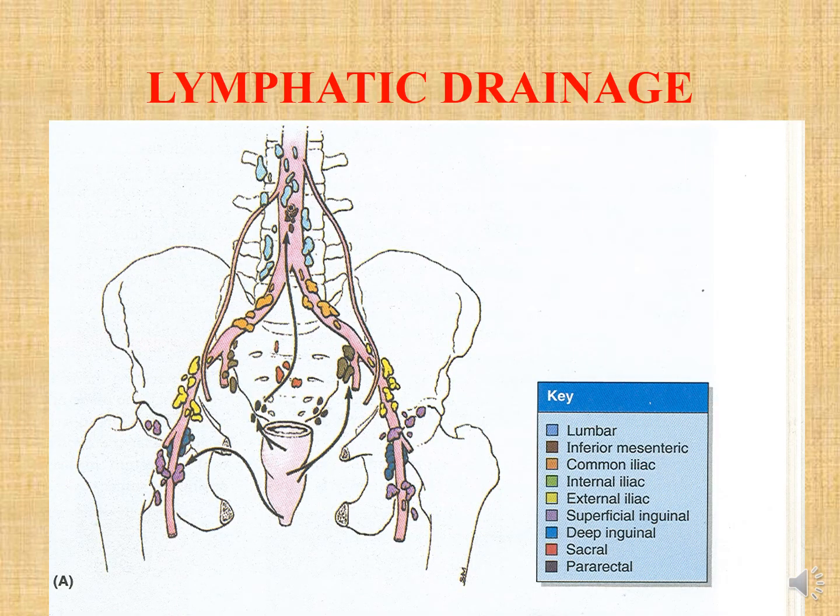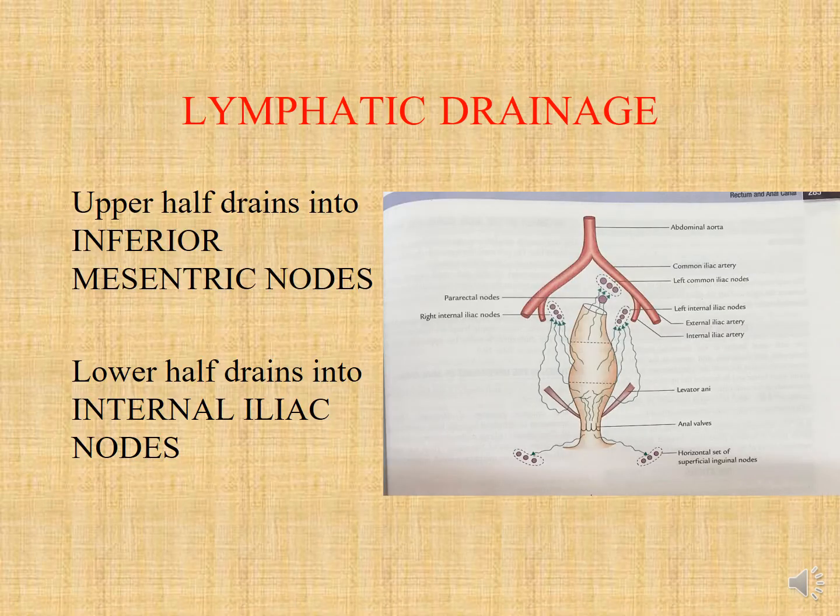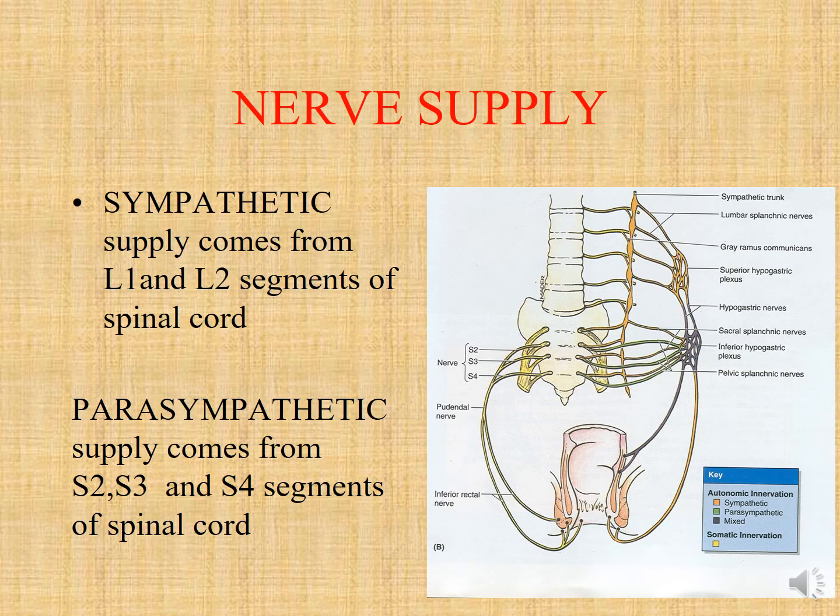Then this is the diagram which depicts the lymphatic drainage. The upper half of the rectum drains into the inferior mesenteric nodes, and the lower half drains into the internal iliac group of lymph nodes. Nerve supply is by both sympathetic and parasympathetic. Sympathetic supply comes from L1 and L2 segments of the spinal cord, and parasympathetic supply comes from S2, S3 and S4 segments of the spinal cord.